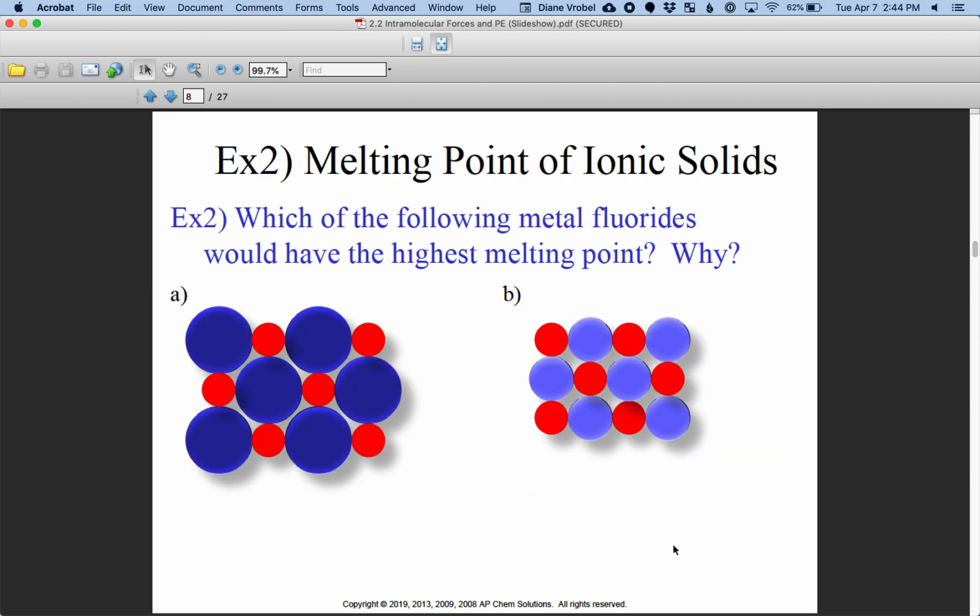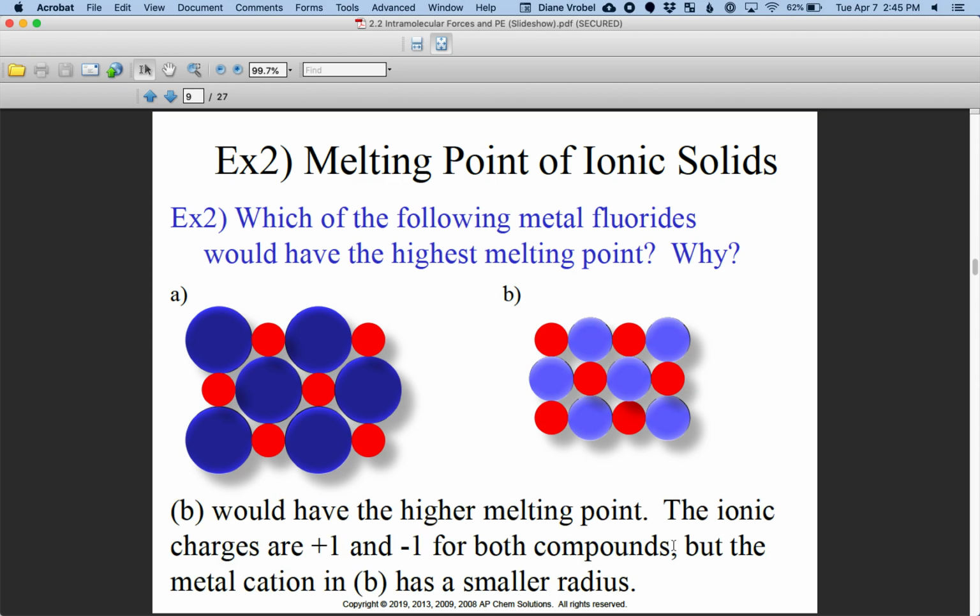AP likes to give pictures in their free responses, so you have to decide which one would have a higher melting point and why. Notice that you have metal with a nonmetal that are different charges for letter A, and then for B, it looks like they're similar charges. So B has a higher melting point because it has similar charges. And notice that the metal has a smaller radius, but together B gives you a higher melting point.